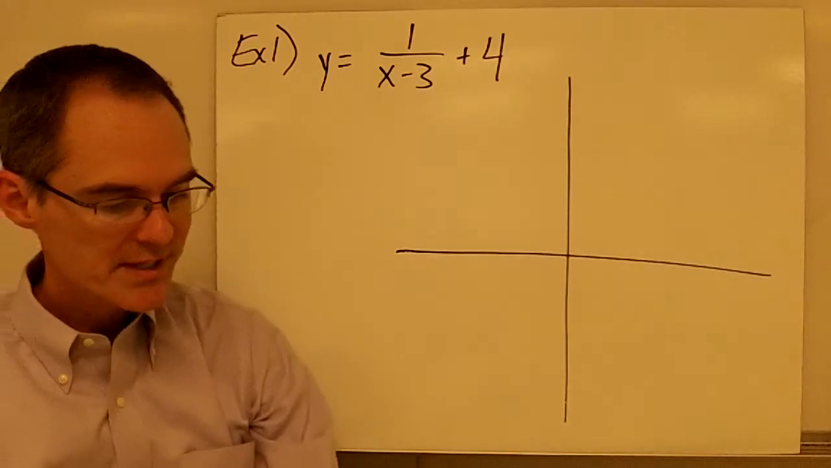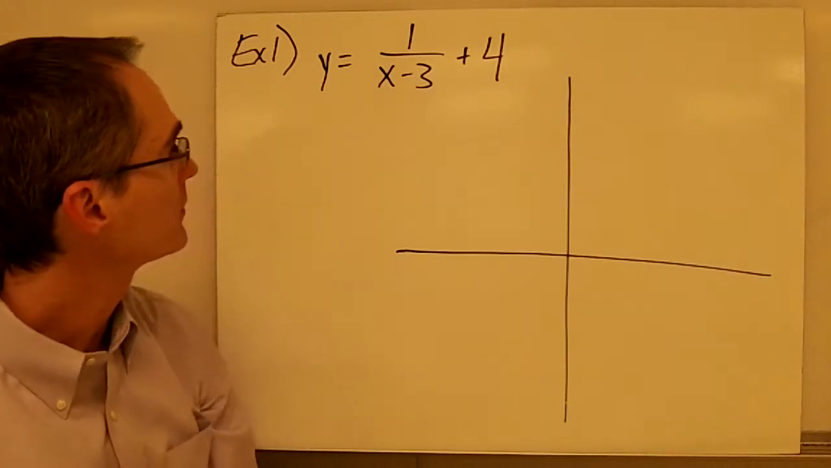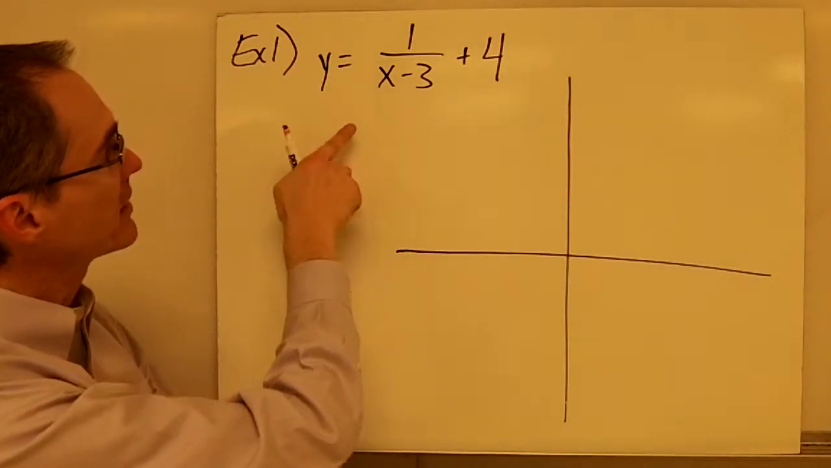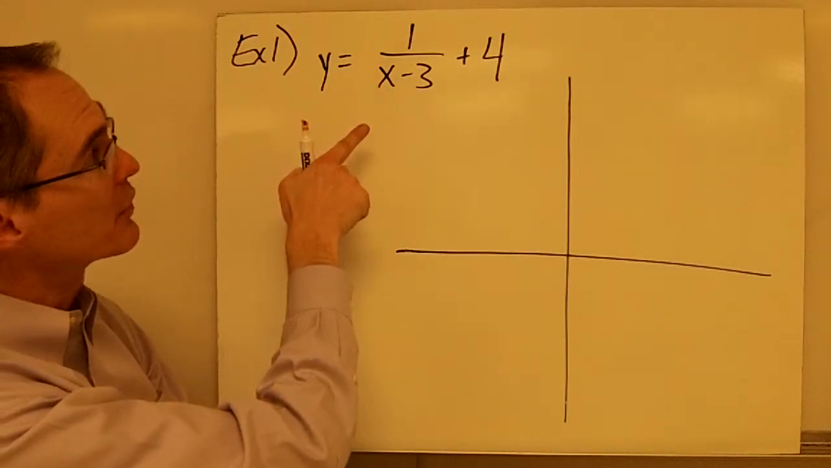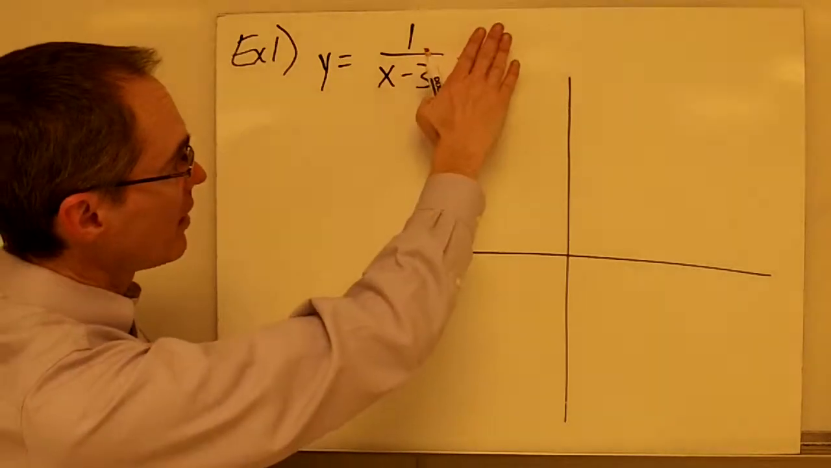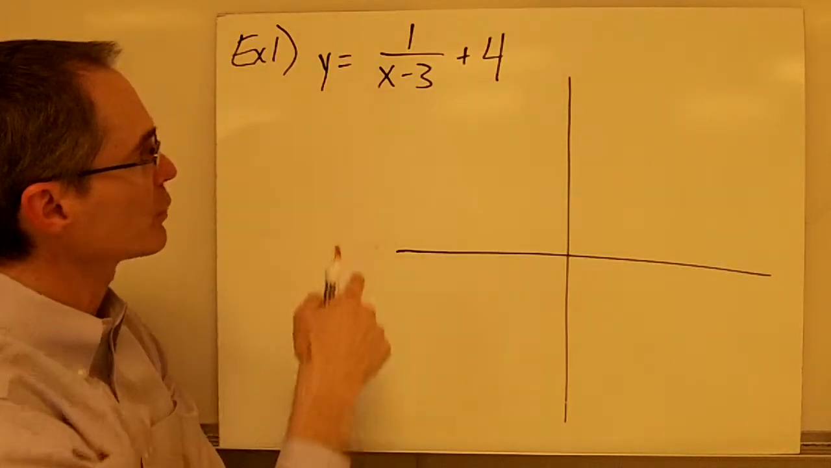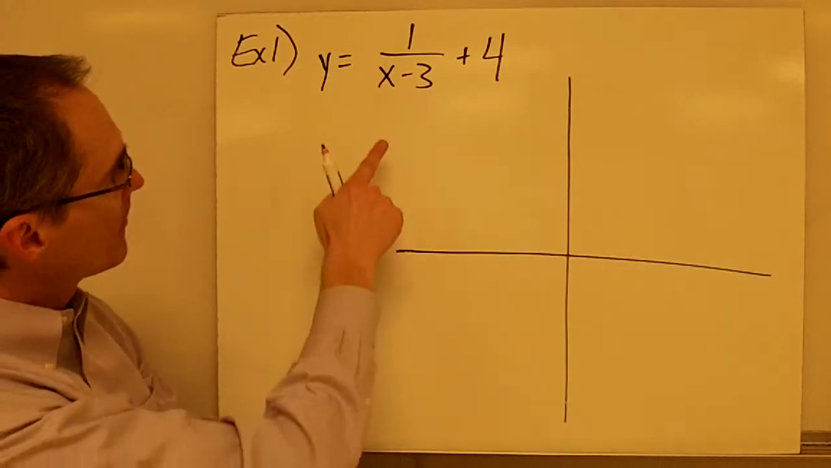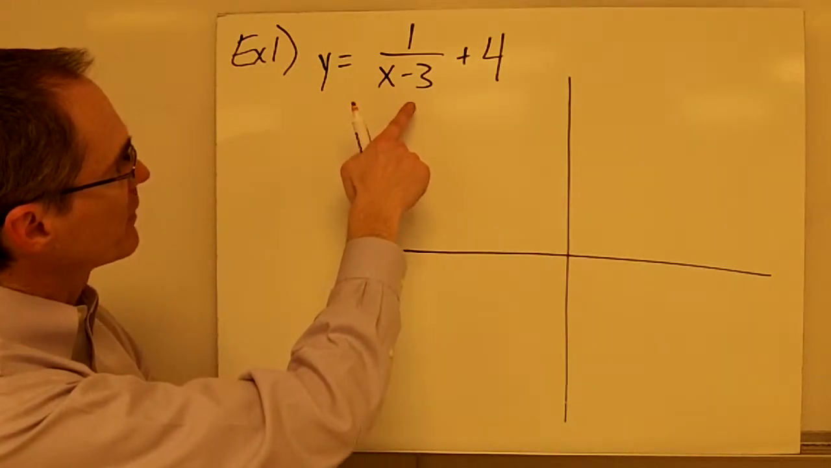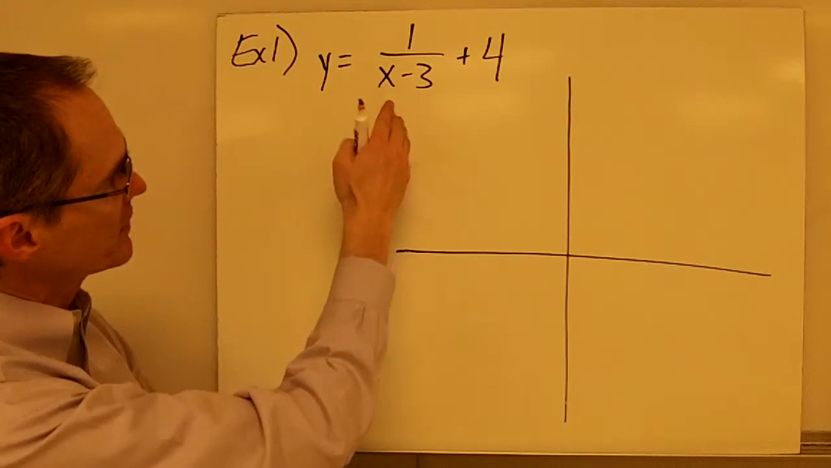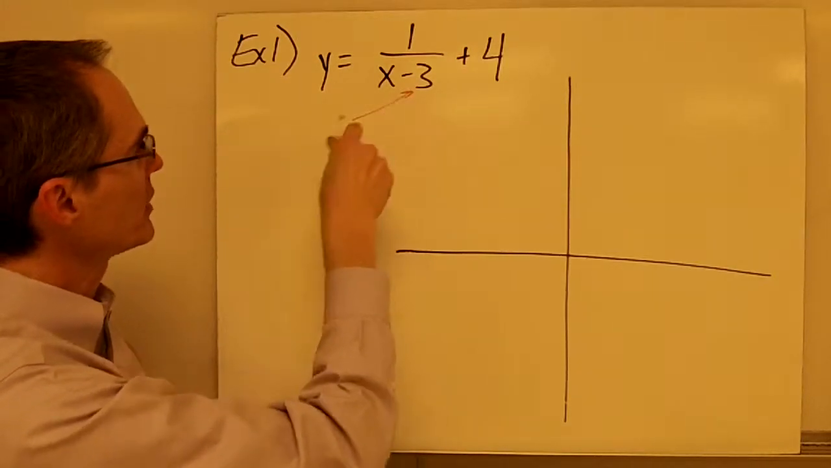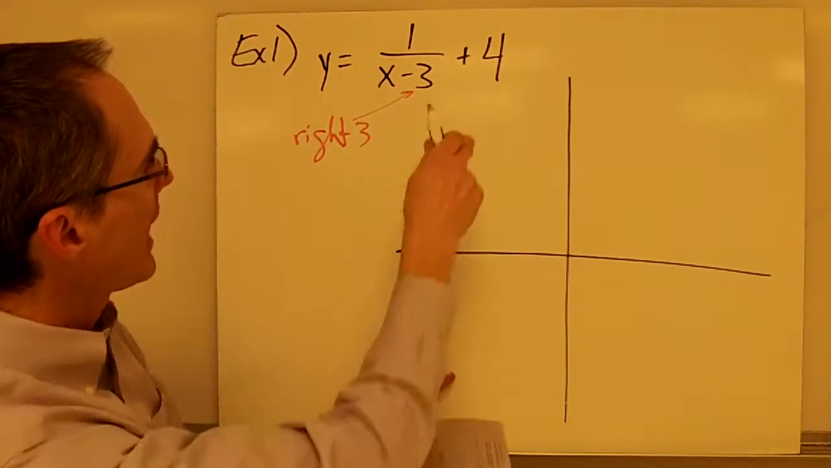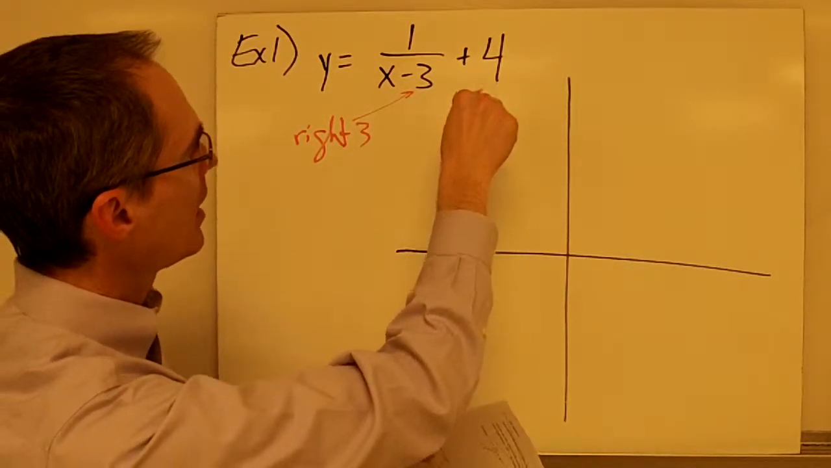Okay, let's take a look at example one. I can see I have a parent function that's my inverse variation function. That is, if I take away all of my transformations, I'm left with y equals 1 over x. In this case, my transformations are just to move right 3 units and up 4.